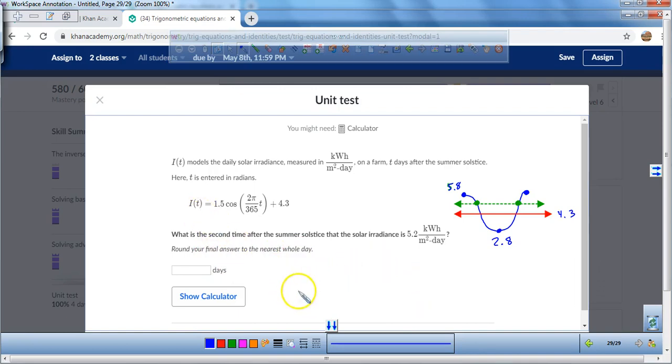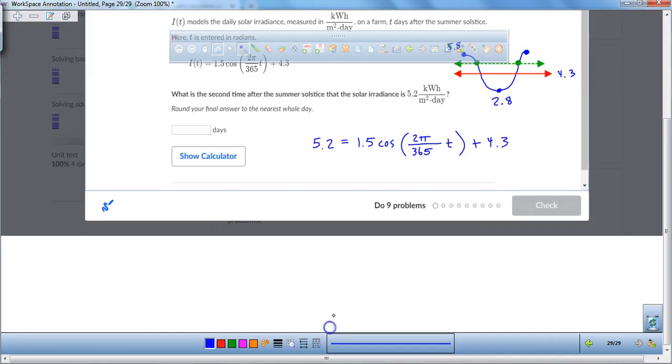So we're going to go ahead and start off. Instead of I of t, we're going to plug in 5.2. So just put 5.2 equals 1.5 times the cosine of 2 pi over 365 times t, plus 4.3. So there we go. What we're going to do now is start solving for t. Our first step is to take away 4.3 from this side, and take 4.3 away from this side. When you do that, you're going to be left with 0.9.